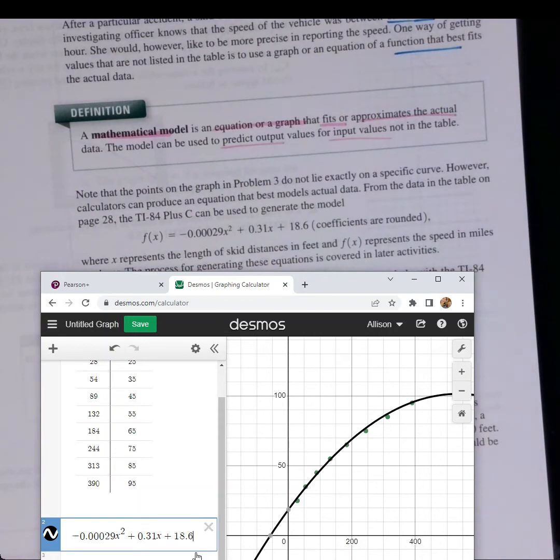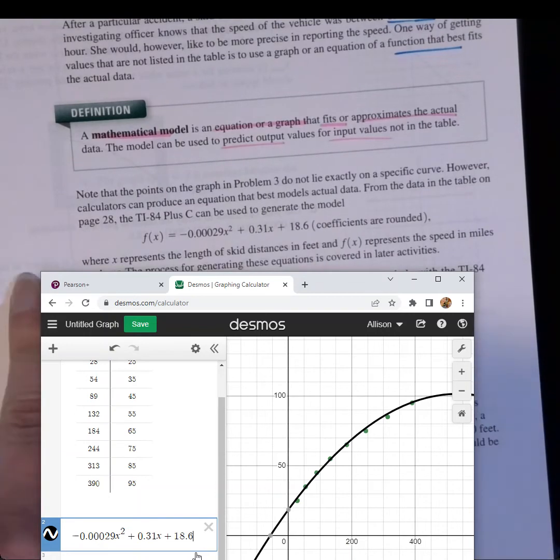Later on, we're actually going to be working on how to get that equation. Right now, we were given this equation with these rounded coefficients, and we're just asked whether it fits.